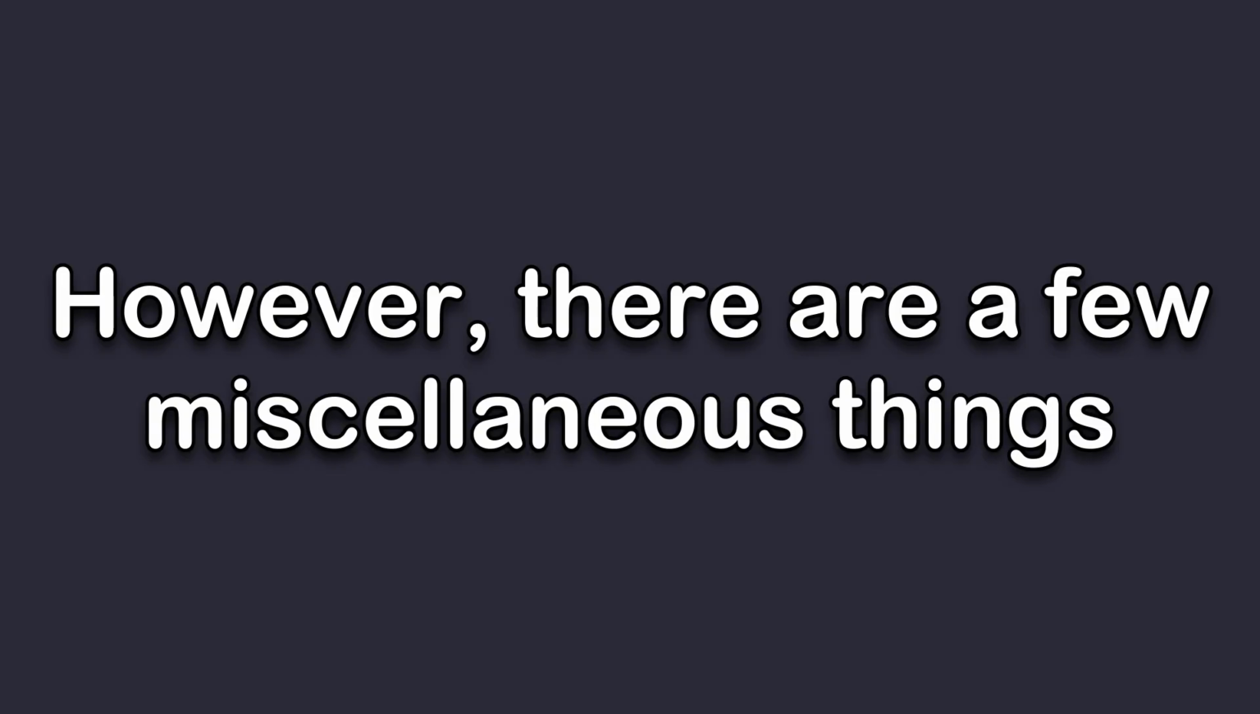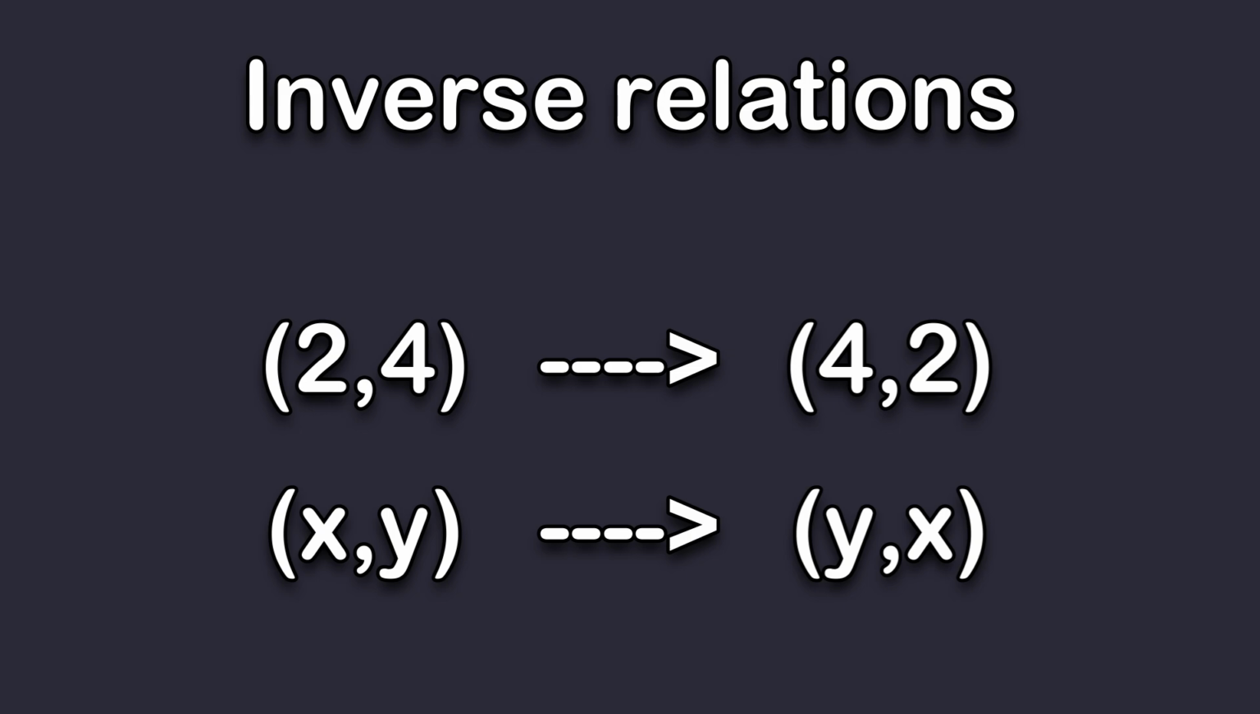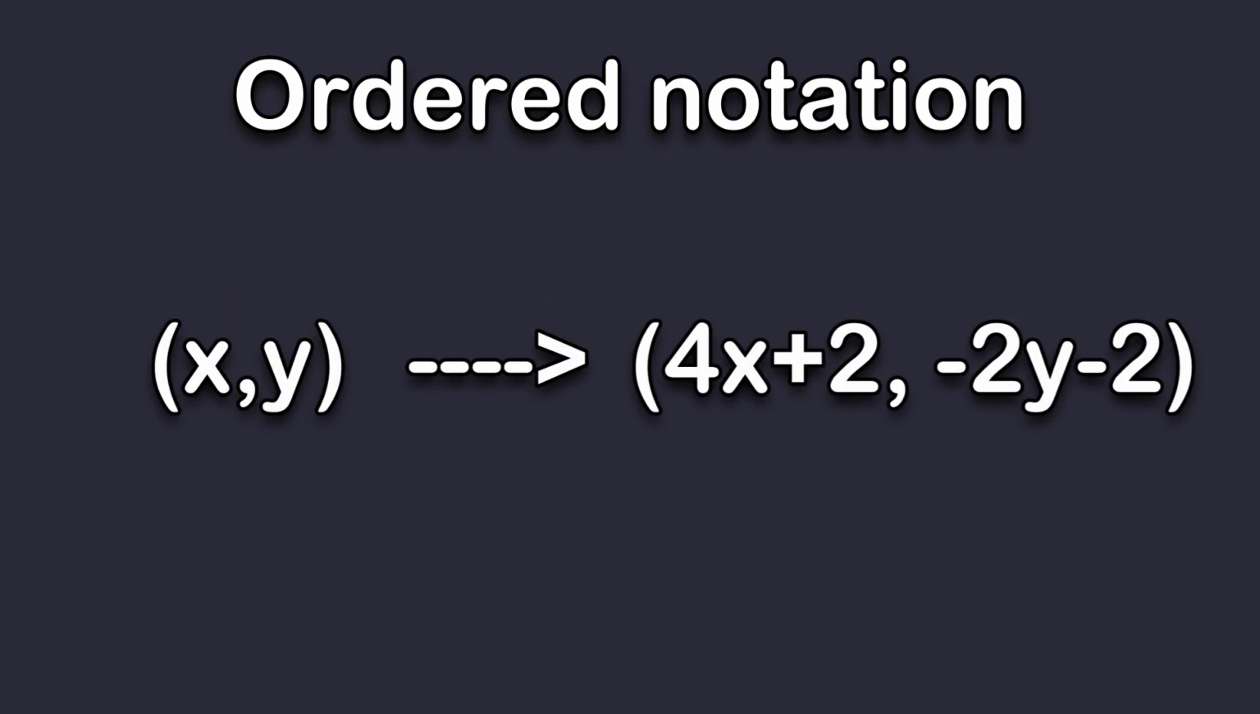However, there are a few miscellaneous things I can mention. Inverse relations are fairly simple. Just swap the x and y values of ordered pairs. The domain and range also swap and become the range and domain. Another thing is ordered notation. It's essentially a mathematical way of stating the transformations.